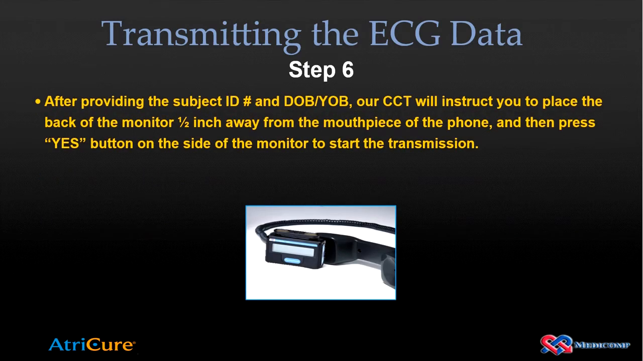Once the phone connection is established, and when directed by the technician, place the monitor and phone handset on a flat surface as pictured in this slide. Find the 5 little holes on the back of the monitor, as this is the speaker, and line up this area with the mouthpiece of the phone. The mouthpiece should be about a 1/2 inch away from the back of the monitor. When the equipment is correctly positioned, press the yes button on the side of the monitor. This action will start the transmission.